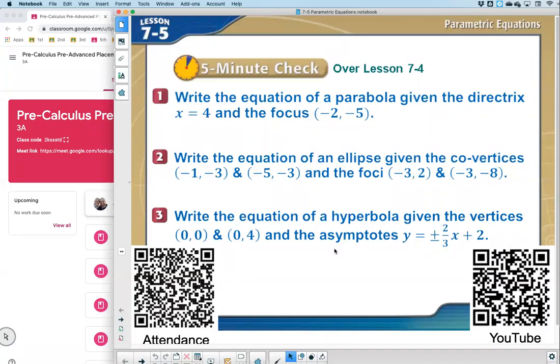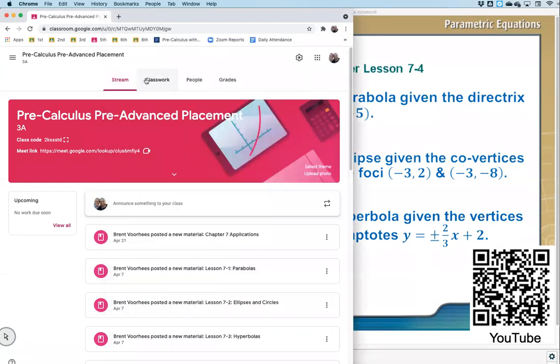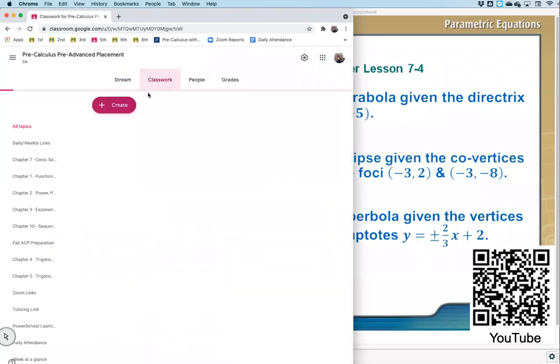Lesson 7.5. We're going to get going on that. The first thing I'm going to do is come over to our Google Classroom. I'm going to open up just a couple documents.